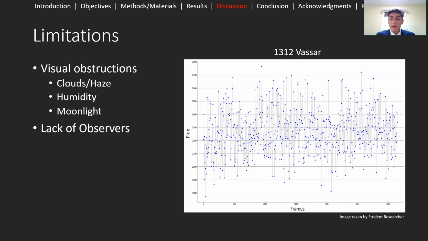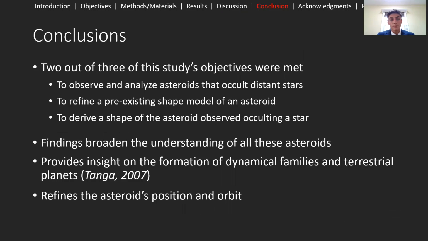Also, there was a clear lack of observers for all of these events, as I was not able to generate an instantaneous shape model a single time, because I never had that 4 positive observations on any of these events. In conclusion, 2 out of the 3 of the study's objectives were met. I was able to observe and analyze asteroids that occult distant stars. I was also able to refine a pre-existing shape model of an asteroid, but I was unable to derive a shape of an asteroid observed occulting a star.